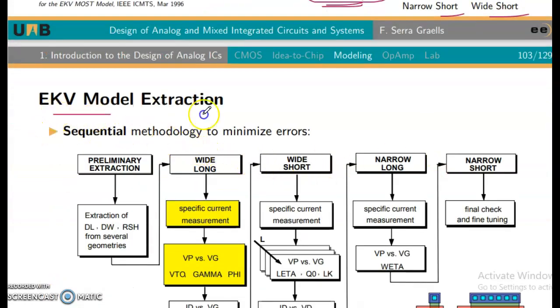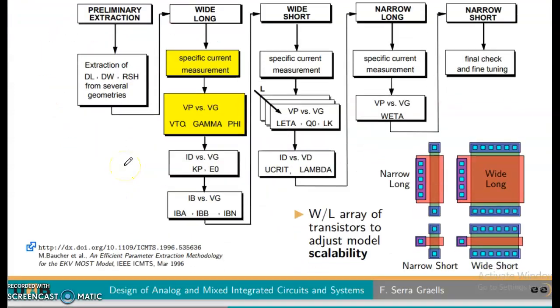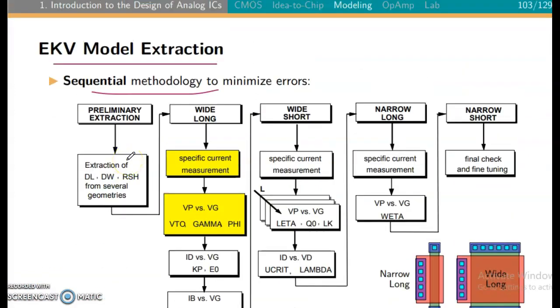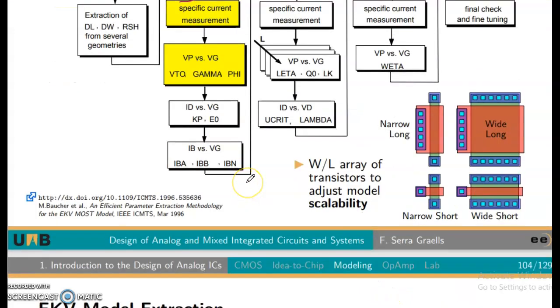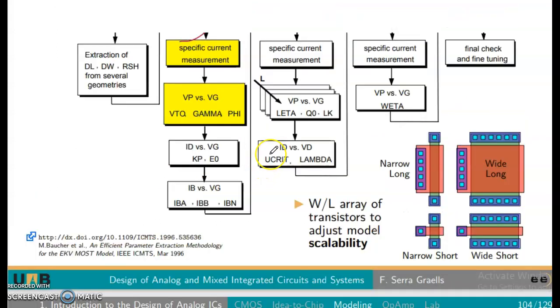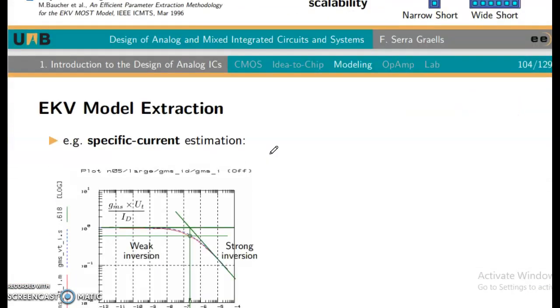EKV model extraction, sequential methodology to minimize errors. Here, specific current measurement, VP versus VG, VPO, gamma, phi. And then what are we doing here? EKV model extraction, specific current estimation.